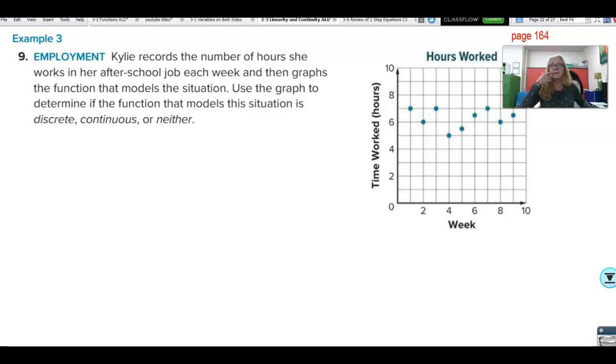All right. Kylie records the number of hours she works in her after-school job each week and then graphs the function that models the situation. Use the graph to determine if the function that models this situation is discrete, continuous, or neither. They could have just given us the graph and said, is this... They have to add in a little word problem. Is this discrete, continuous, or neither? You're right. It's discrete.